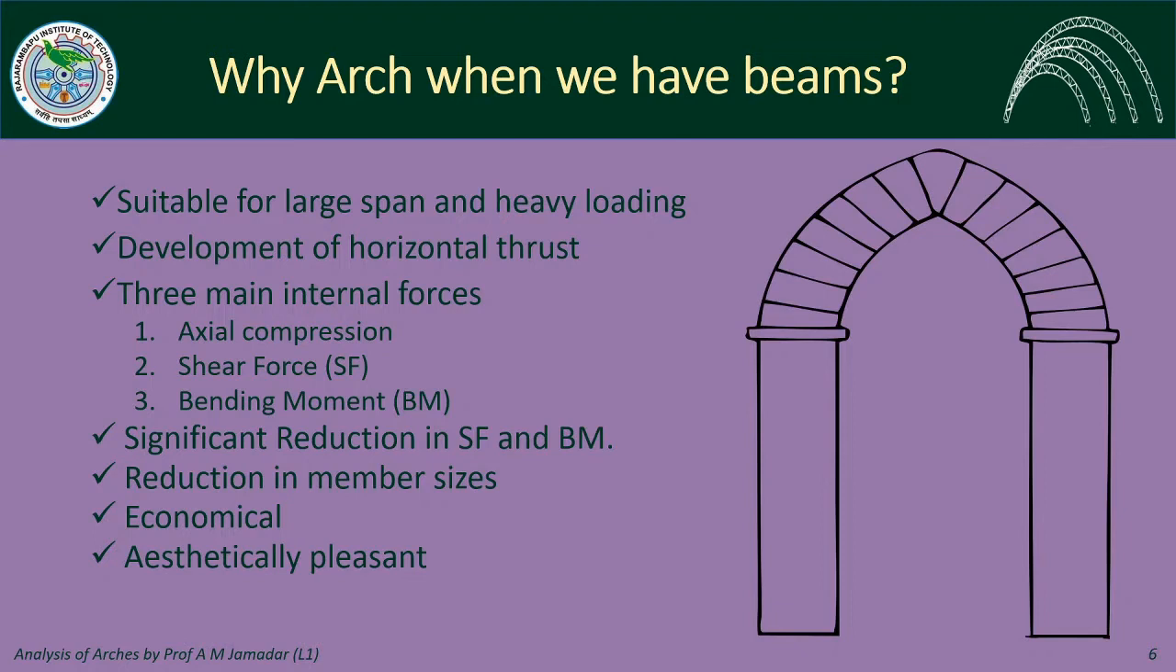Then next, development of horizontal thrust. In beam problems, you might have seen that only reactions are vertical. When vertical loading is acting, the reactions at the supports of the beam are only vertical. But in case of an arch, even though loading is vertical, there will be development of a horizontal reaction at the support. Okay, and that is known as horizontal thrust. How that reaction is going to develop, we are going to see in due course of time. So development of horizontal thrust is an advantageous feature of an arch over a beam.